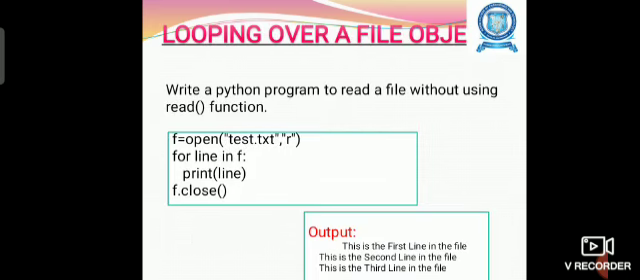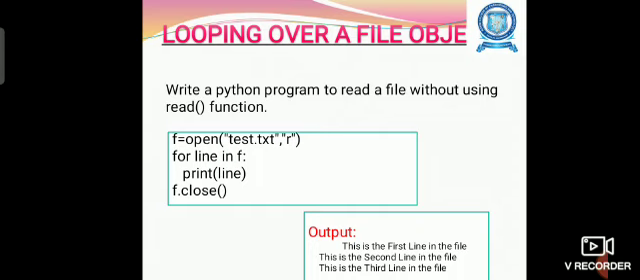Next, one more concept we are going to see: looping over a file object. Here one possible option is to get the lines from the file by using the for loop. We can get the individual lines from the file. One program can be asked in this manner: write a program to read a file without using the read function. By using the for loop, we can read the individual lines without using the read function. It is otherwise called looping over a file object.